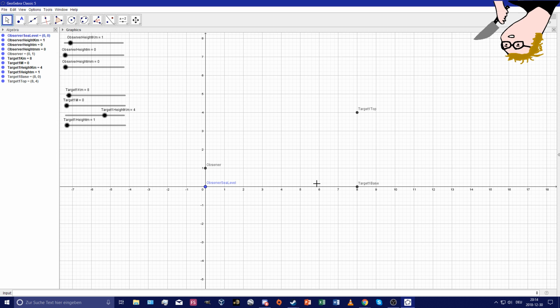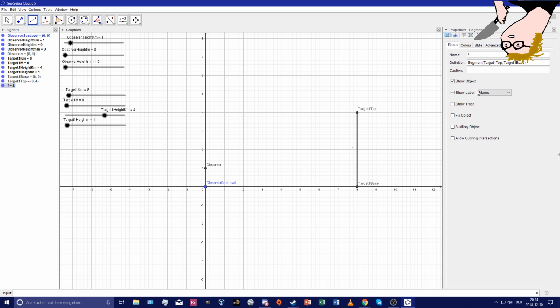Okay, so what are we gonna need now? We're gonna do the same thing again for the second target. But before we do this, let's just draw in some nice lines for the representation of the targets and the observer height. So you can just select a segment and then click 2 points to connect those. So let's call this target 1.